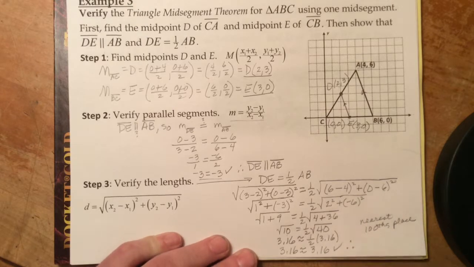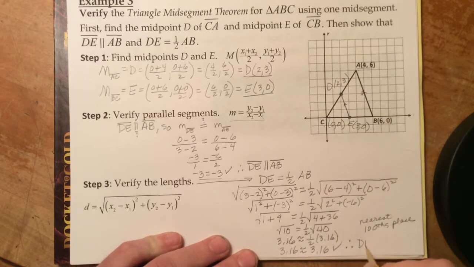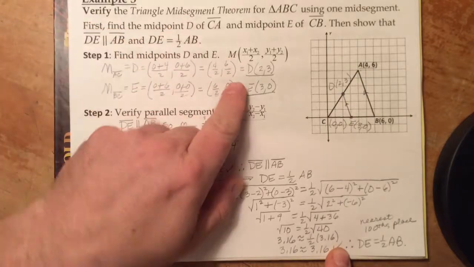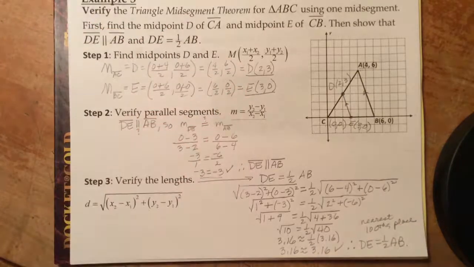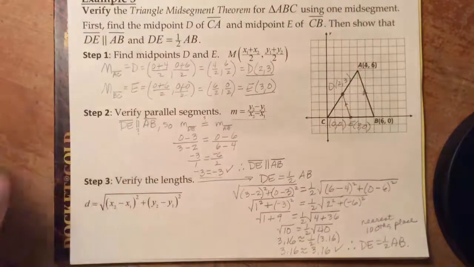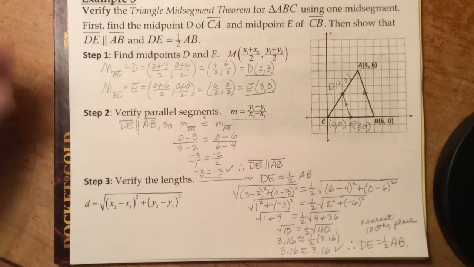Therefore, DE, the length of DE, is equal to half the length of AB. We verified both parts of the midsegment theorem after we found the midpoints. You could do a similar thing with the other two midpoints or midsegments in this triangle.